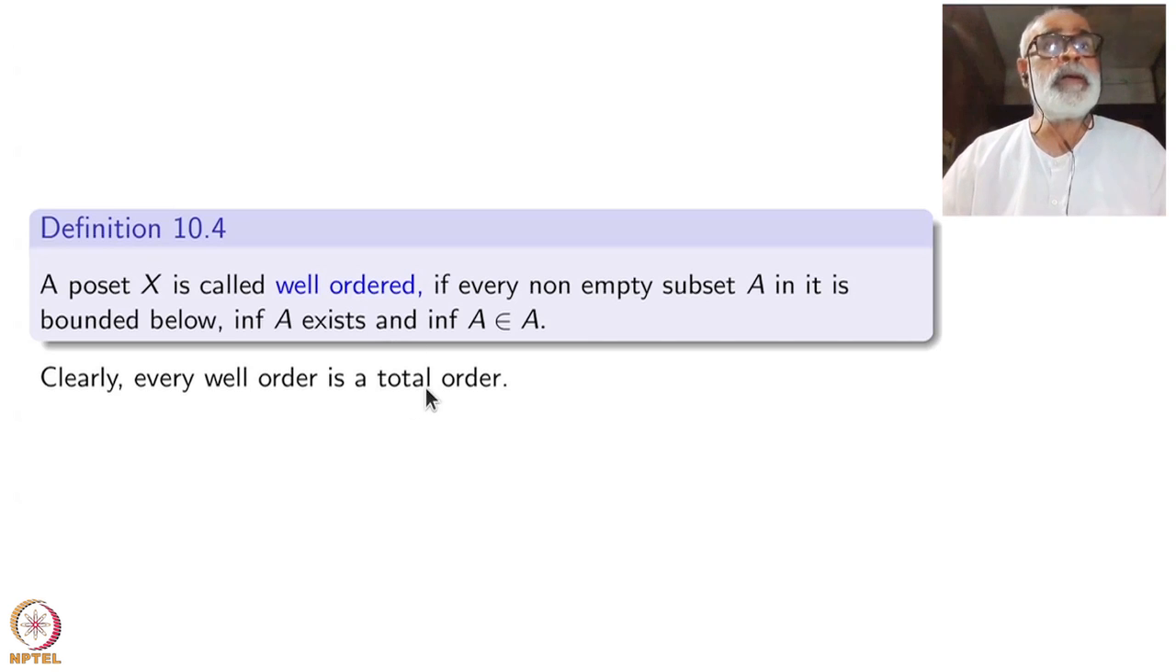A total order may not be a well order. You can take the example of all the integers. That set may have subsets that do not have an infimum, which we know. All right.